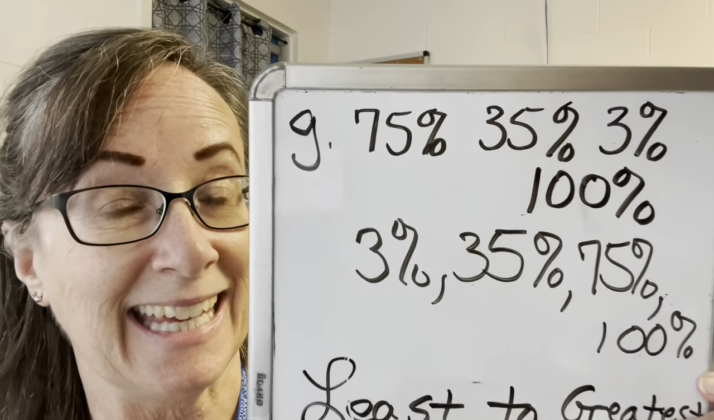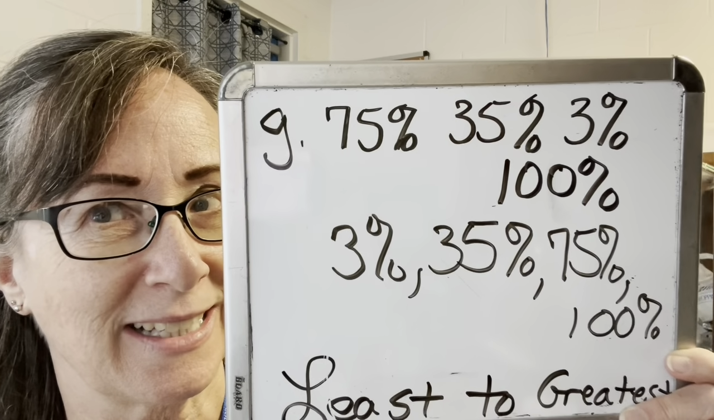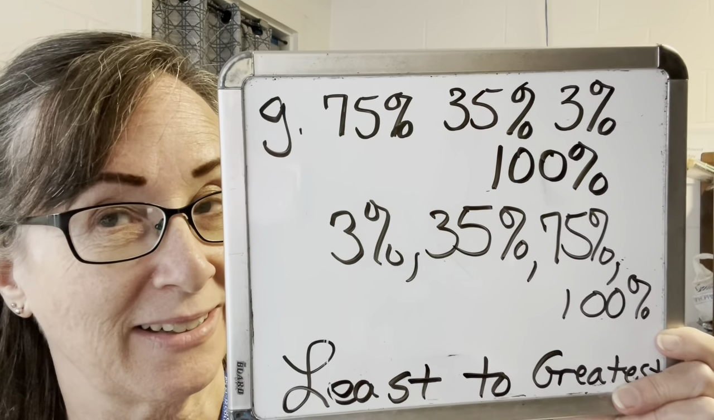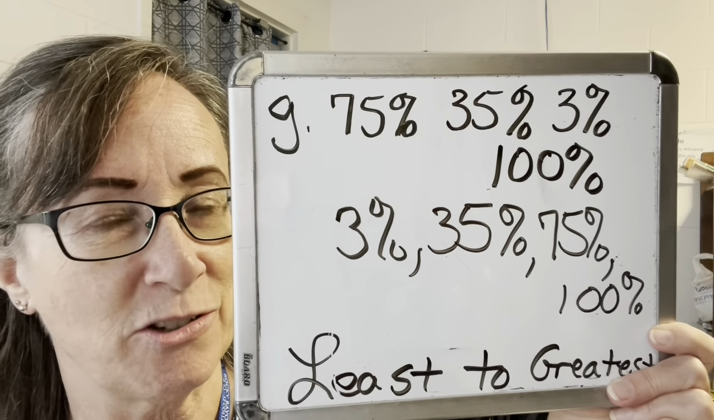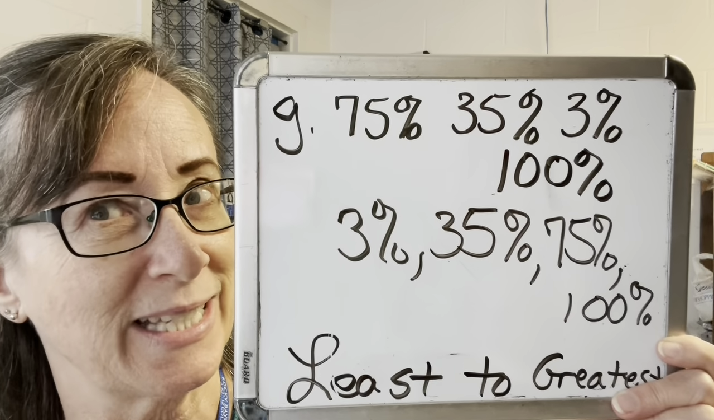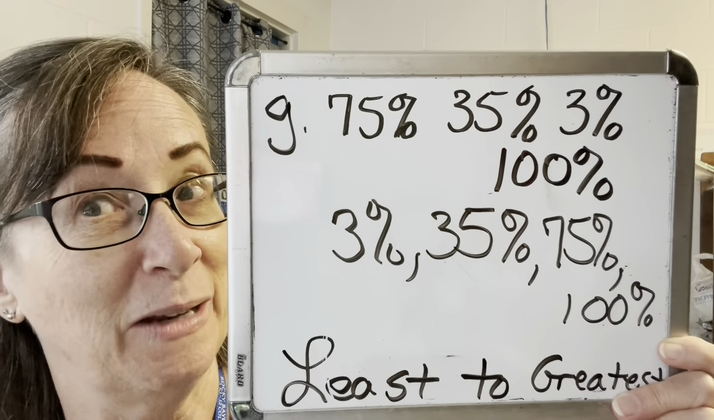Now, why was that so easy? It's easy to compare fractions that have the same denominator. It's also easy to compare numbers that all have a percent on it because they are all in the same form. They all have 100 as their denominator. So all you have to compare is what's in front of the percent and put that in order, and then you're golden.